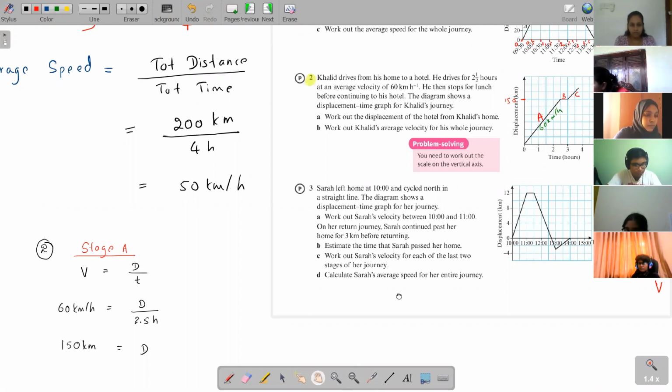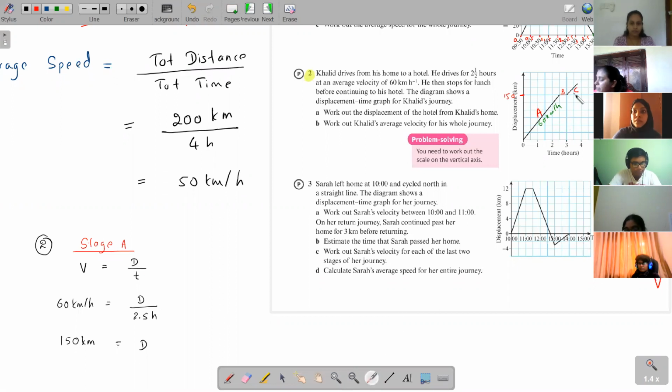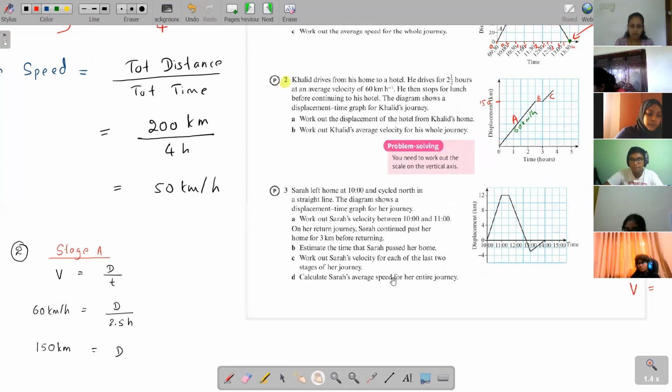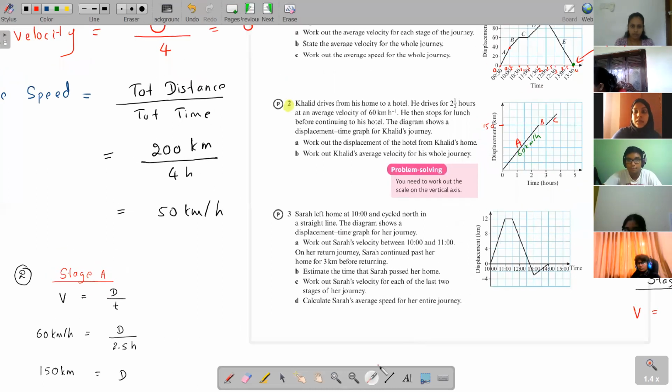I think we have to use the fact that he's continuing at the same speed. Otherwise, we can't do this. Right? You have to use the fact that he's continuing at the same speed of 60. How much time has he taken? Miss, we can't use that. Okay, what did you all use then? Tell me. Because in the second question, there's average velocity for his whole journey, which is the total distance over total time.